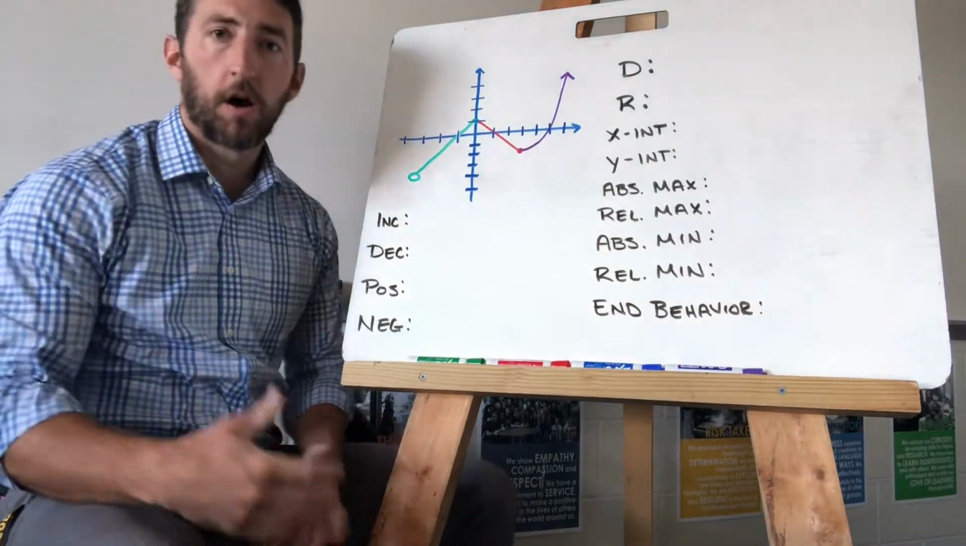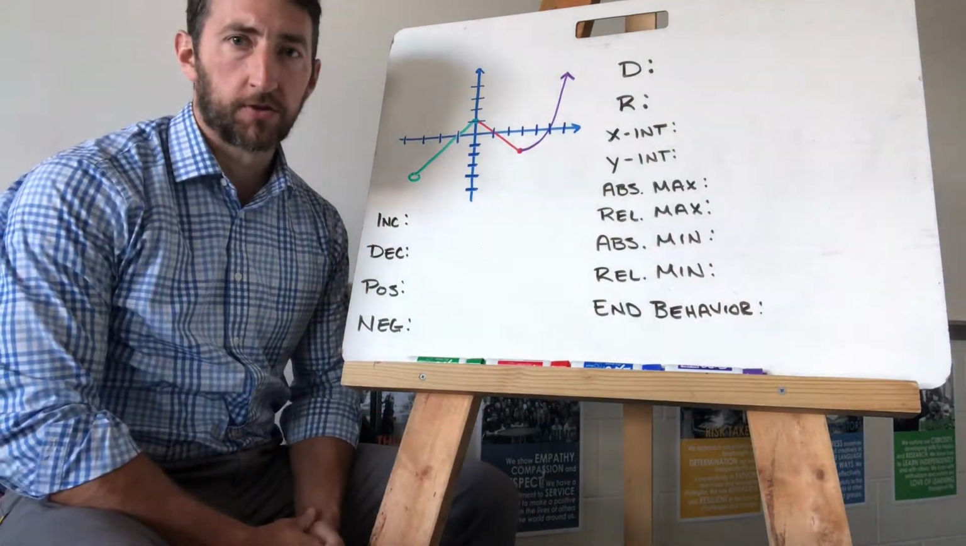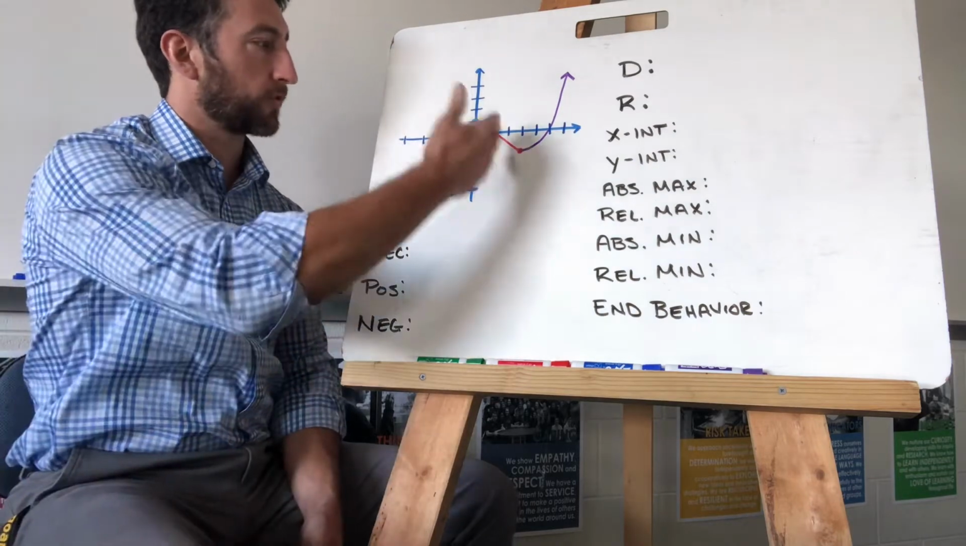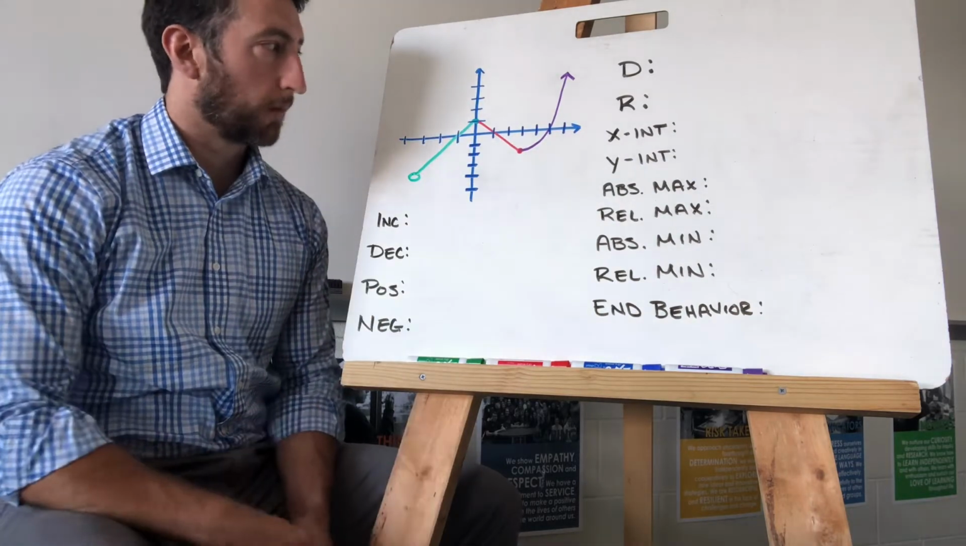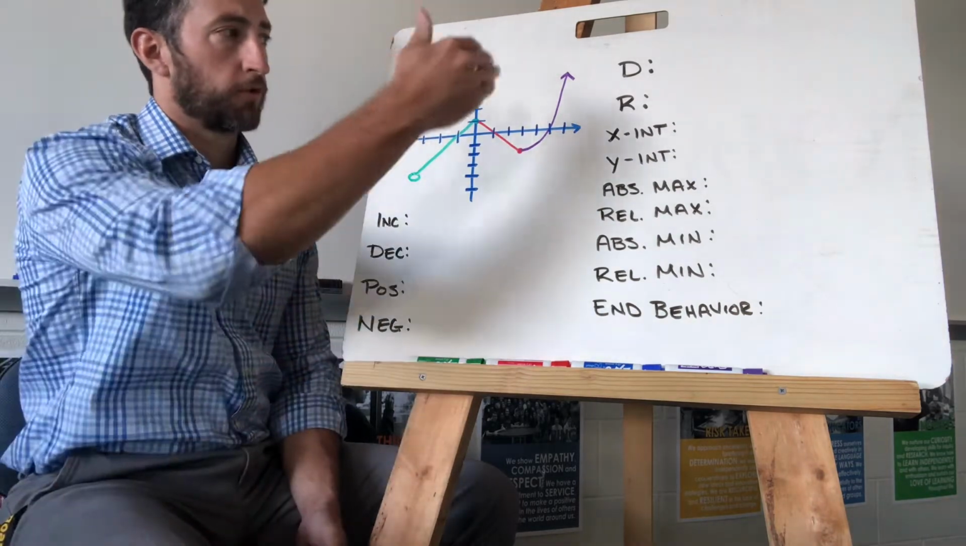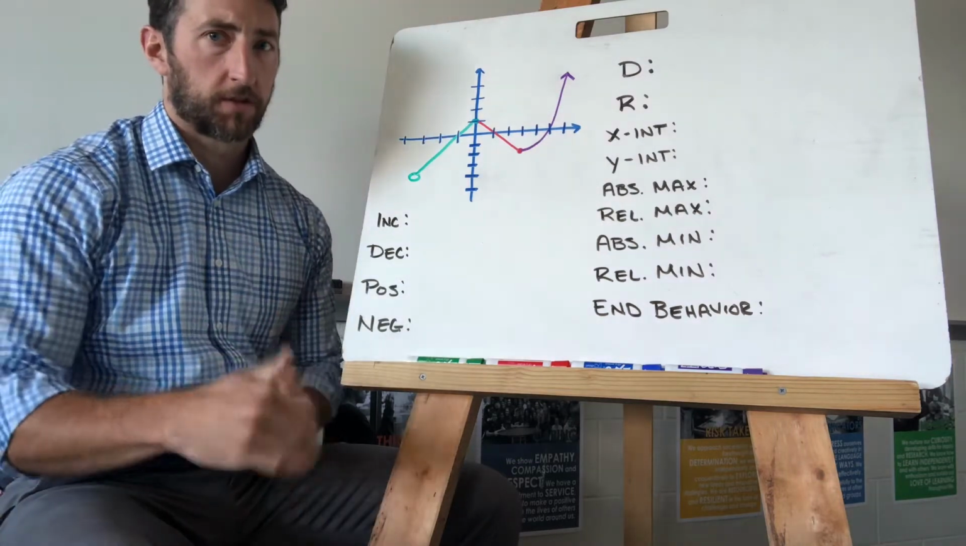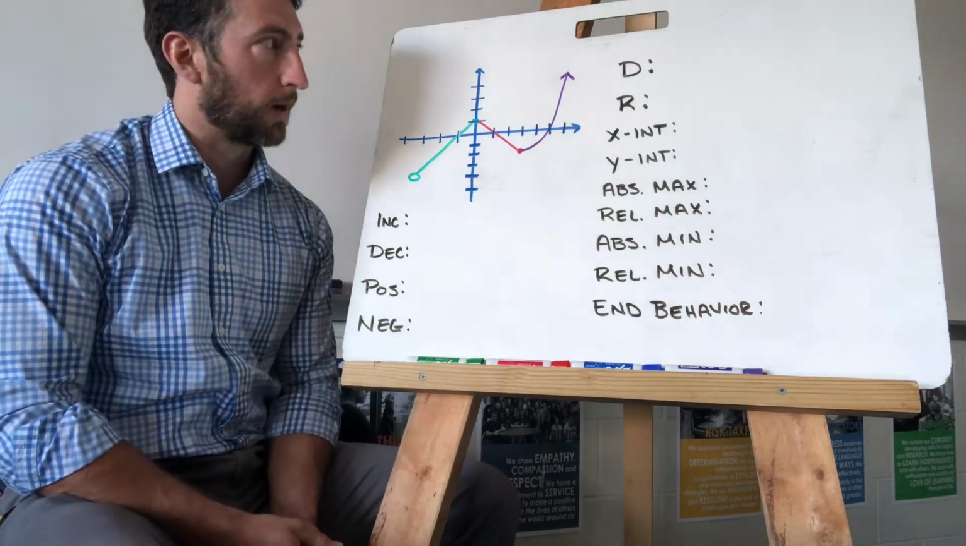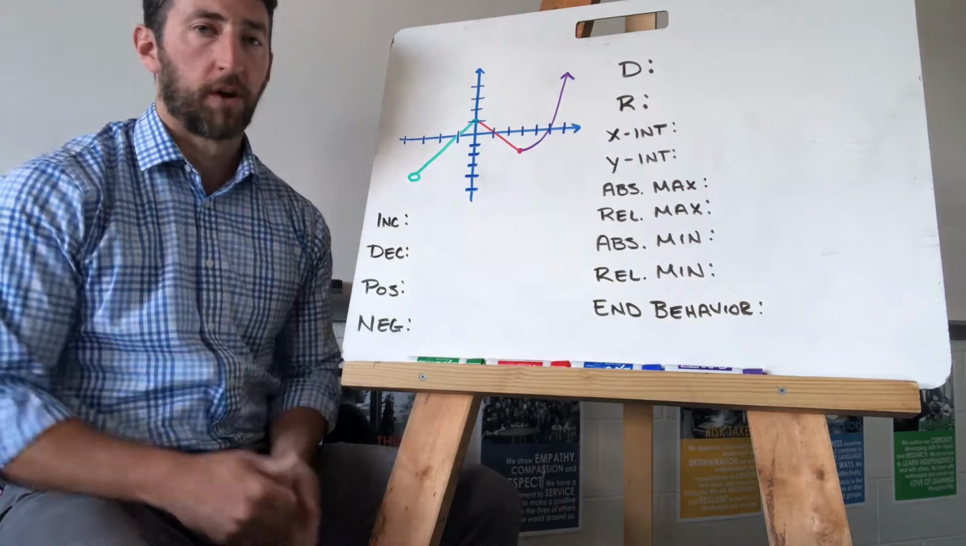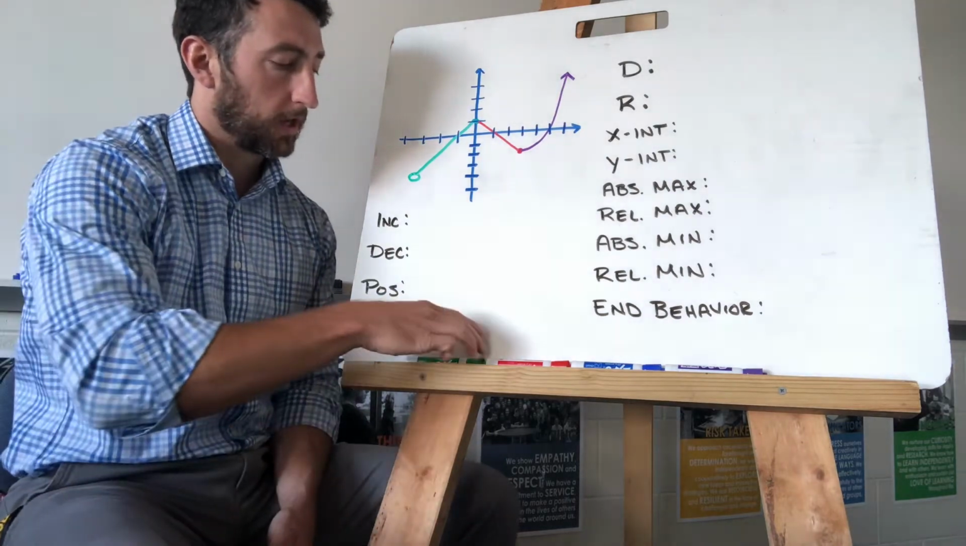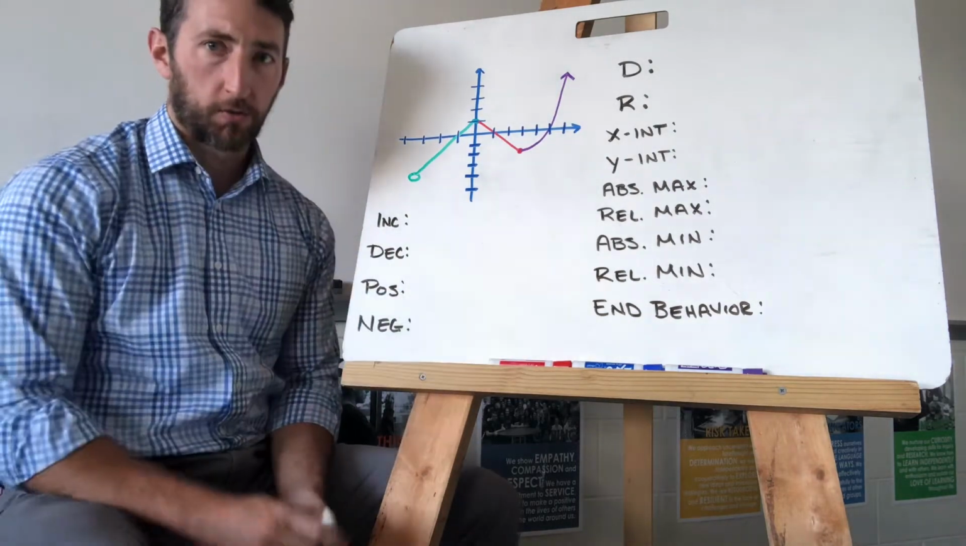Hello class. Today we're going to talk about the key features of functions for this graph that I made up. But I'm just going to go through the domain, the range, the x-intercepts, those kinds of things, just to give you a reference point for everything that we're doing in here. So let's first start with our domain.